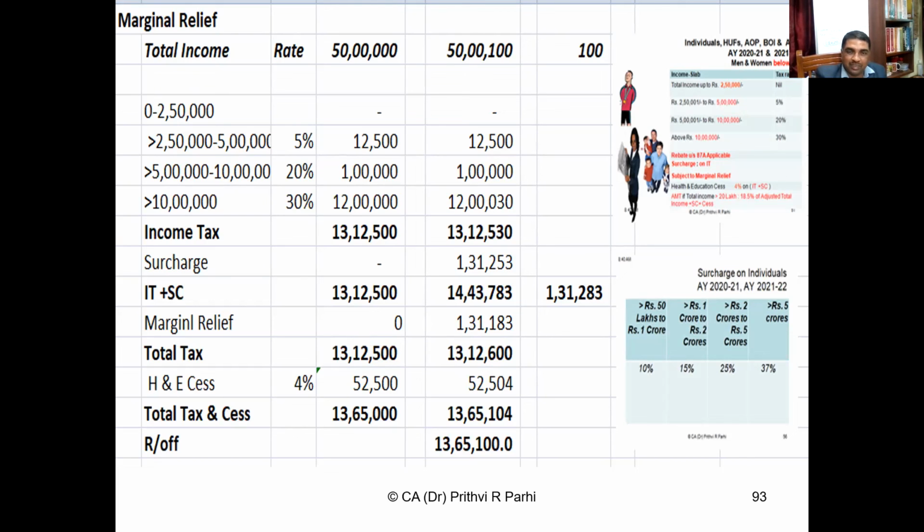Okay. You are paying only rupees 100 extra. Your extra income is 100 and you are also paying rupees 100 extra in taxes. So this provision ensures that your additional tax does not exceed your additional income. Additional tax is exactly equal to your additional income. But of course, on that you have to pay health and education cess of 4%. And then the total amount you can find out, this much money has to be paid: 13,65,100. It will be rounded to the nearest rupees 10.